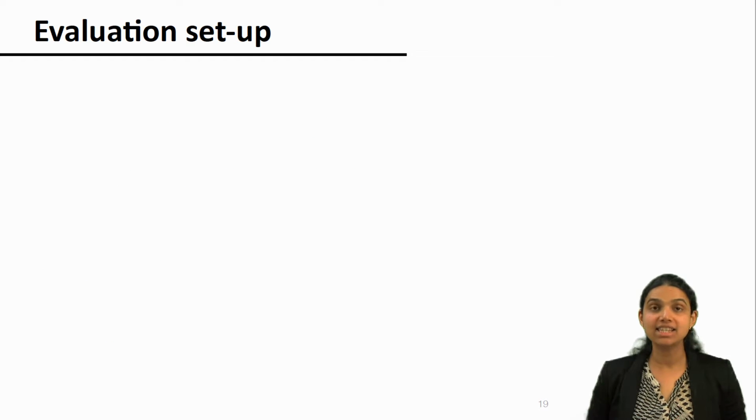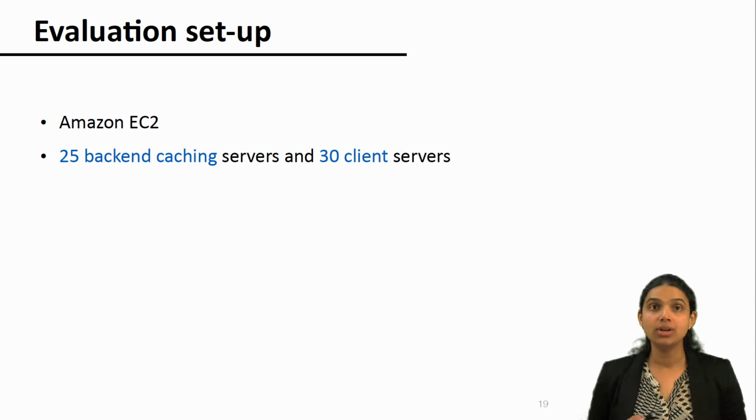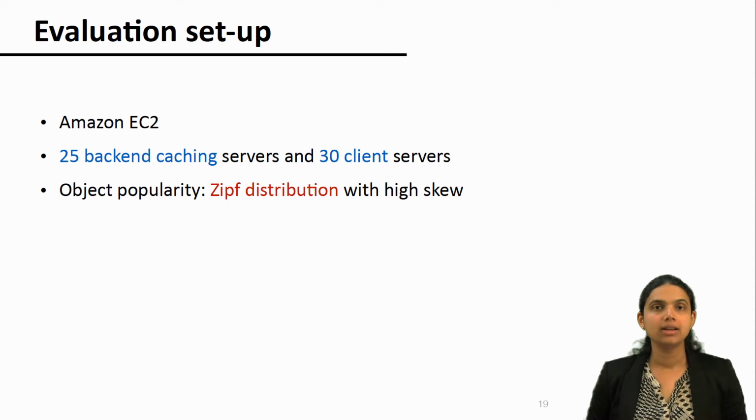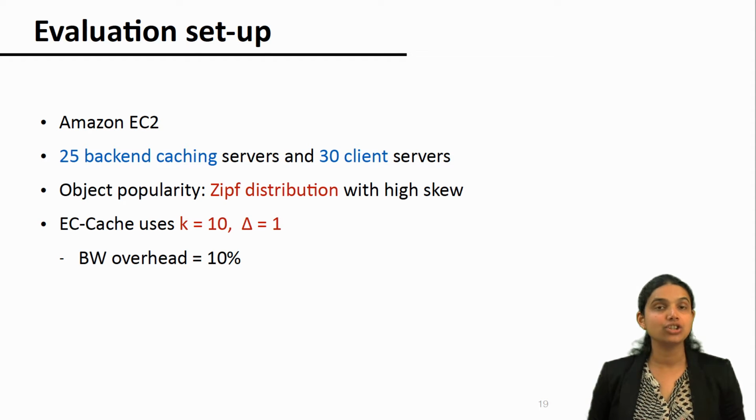We have performed extensive evaluation on Amazon EC2 with 25 backend caching servers and 30 client servers, each issuing several thousands of read requests. For object popularity, we use a Zipf distribution with high skew, which is shown to mimic real-world object popularity distributions well. EC cache uses the parameters k equals 10 and delta equals 1. That is, it has 10% bandwidth overhead as compared to selective replication when serving read requests.